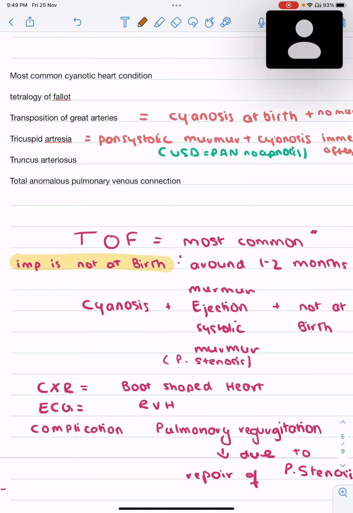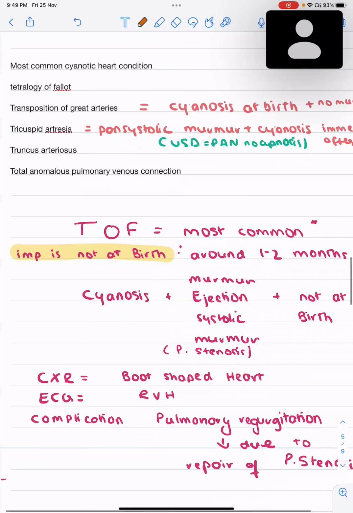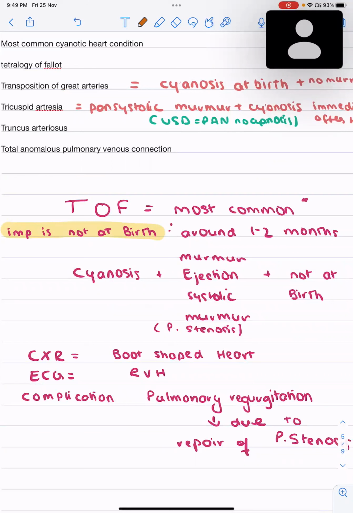Definitely the ejection systolic murmur is due to the pulmonary stenosis. Again, I've already explained the murmurs to you. What else you have to remember for the MCQs is boot-shaped heart. The ECG might show right ventricular hypertrophy, but no need to remember that, guys. And the complication is pulmonary regurgitation, because doctors will tend to repair pulmonary stenosis, and that can lead to pulmonary regurgitation later on. All right, guys.